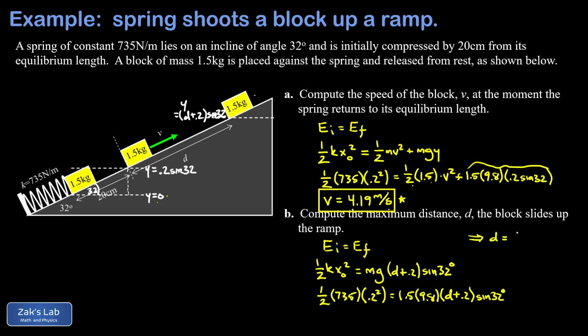And again, I handled this all at once in my scientific calculator. I just multiplied all the numbers on the left and then divided by 1.5, divided by 9.8, divided by the sine of 32 degrees, and then subtracted 0.2, and I got D. And this sliding distance comes out to 1.69 meters.